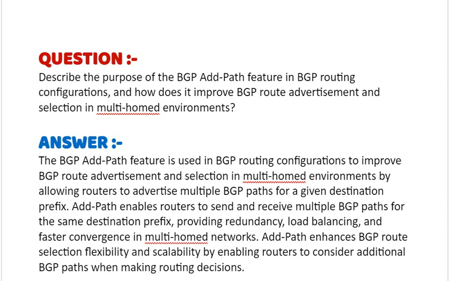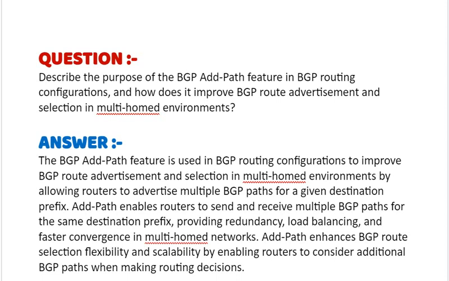Your answer should be: The BGP add path feature is used in BGP routing configurations to improve BGP route advertisement and selection in multi-homed environments by allowing routers to advertise multiple BGP paths for a given destination prefix.